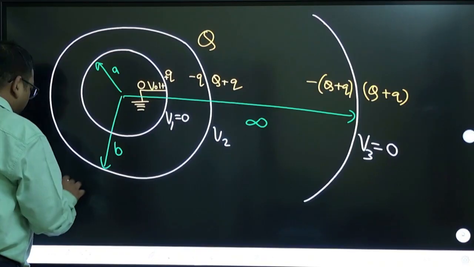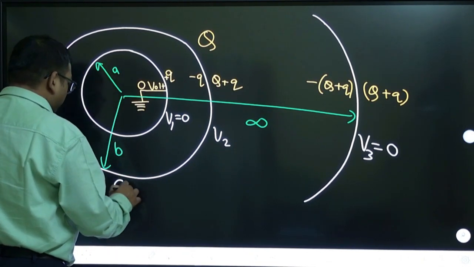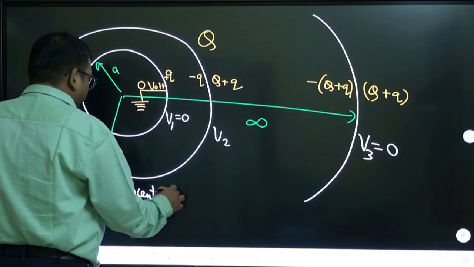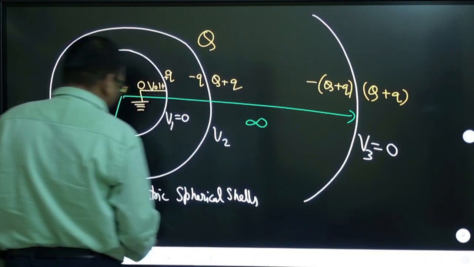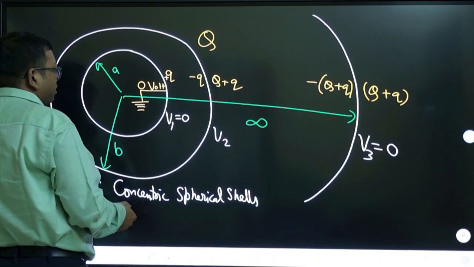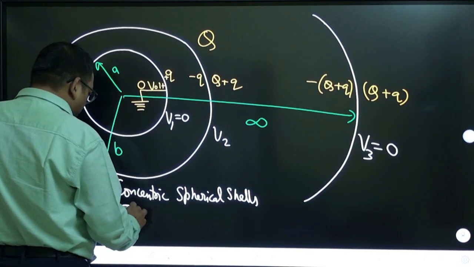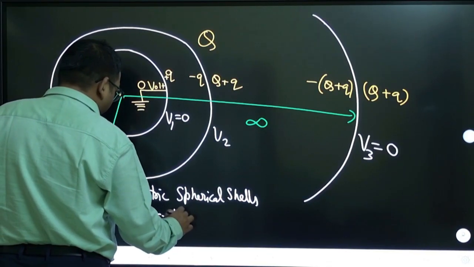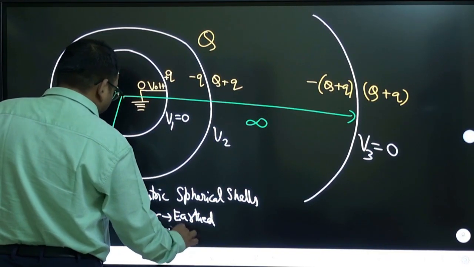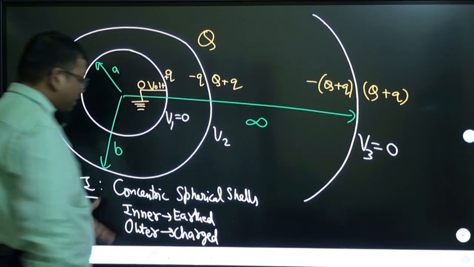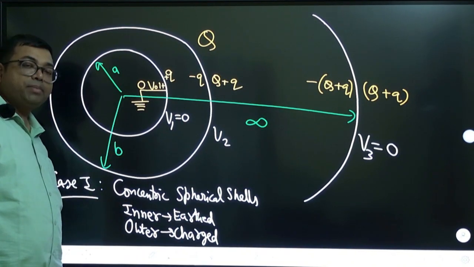First case, case 1 is concentric spherical cells. We have concentric, two cells are there. Infinity you leave it. Two cells are there, and which one is earth? Inner is earthed, and outer is charged. This is the condition. We have two concentric cells, inner one is earth, outer is charged. What is the combination capacitance of this?